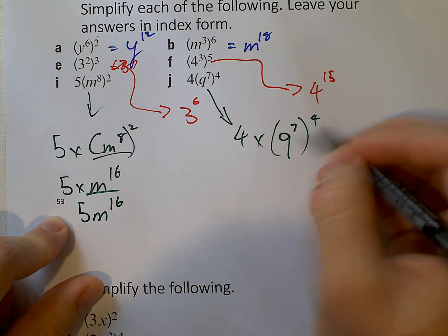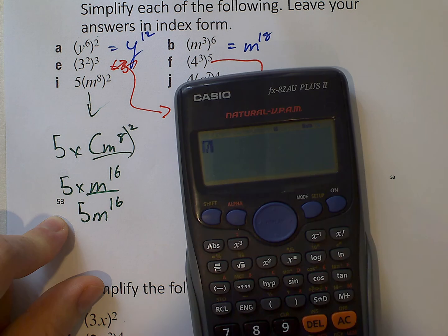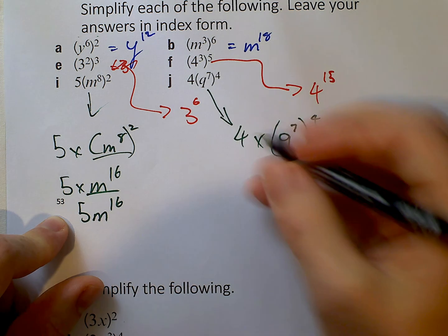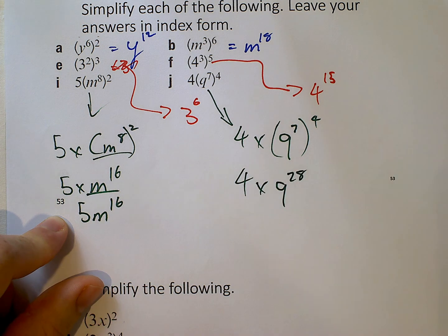This one, 4 times q7 to the power of 4. So let's do this part first. 7 times 4. Oh, I think it's 28. Let's just double check. Yes, it is. And then we bring it back together.